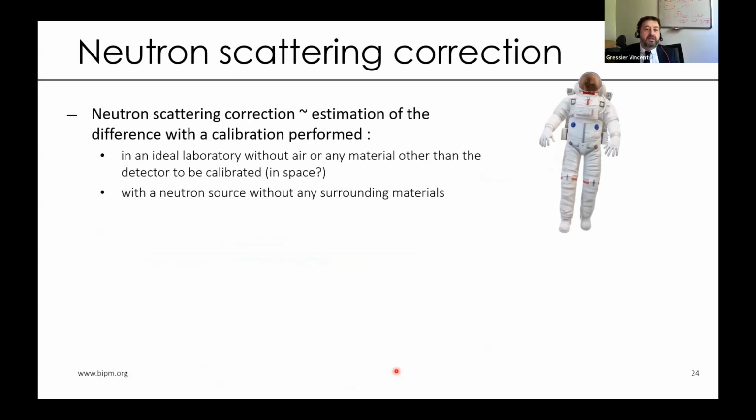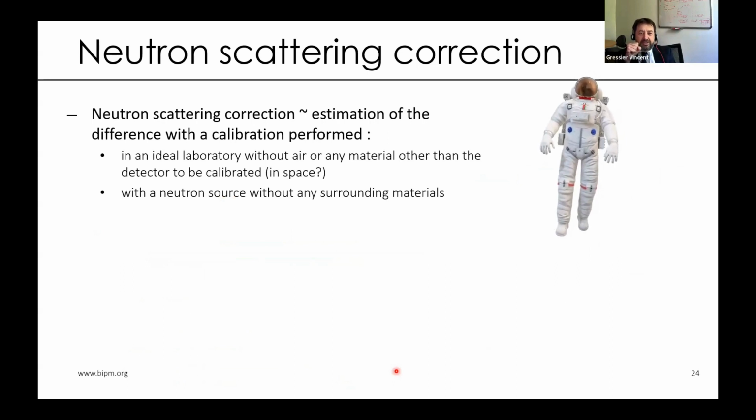Okay, so neutron scattering correction. The neutron scattering correction is there because we have to estimate the difference between what we will do and the theoretical world, which is an ideal laboratory without air, without any material other than the detector to be calibrated.